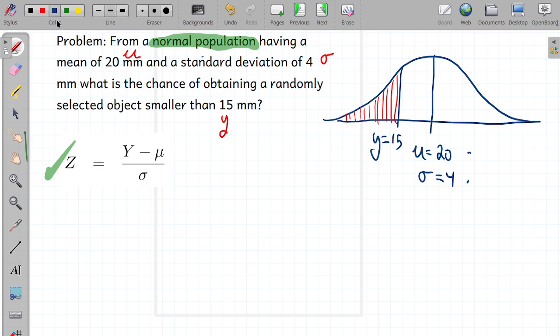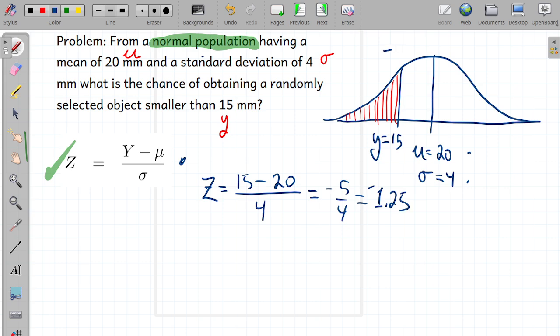Now, how do we get it? Well, we use this formula, this one right here. So we're going to standardize. We have y. No, we don't have y. Well, we do have y, but not in that spot. This is supposed to be a z. Okay, so z is equal to the value of interest, 15, minus the mean of the population, we're given that, and divide by 4. So this is negative 5 over 4, which means the z-score is negative 1.25. So we'll write that here.